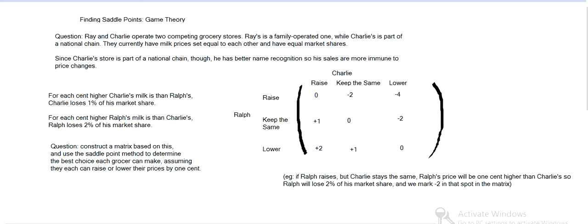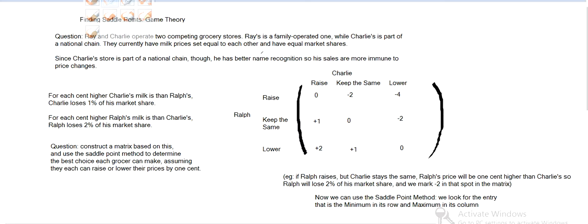Just to review that, if Ralph raises but Charlie stays the same, then Ralph's would be 1 cent higher, so Ralph would lose 2%. So we mark a minus 2 in that spot. Now we want to use the saddle point method. We're looking for an entry that's the minimum in its row and maximum in its column.